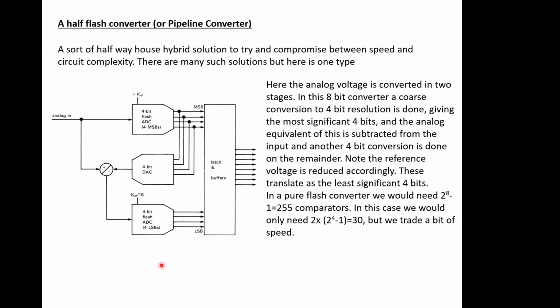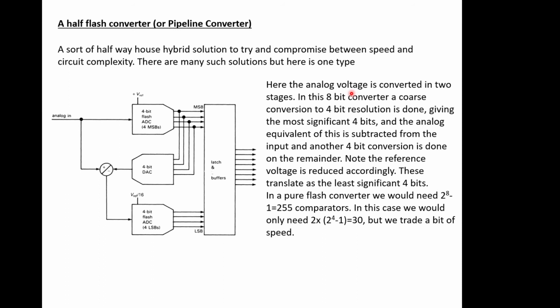Right, so that leads us on to an interesting collection of systems, which are called half flash or pipeline converters, or hybrid systems. It's trying to compromise between speed and circuit complexity. It's a very active research area. People are looking for all kinds of clever ways of getting speed and resolution and reducing the power and everything else that goes with it. So this is one idea that people have been using.